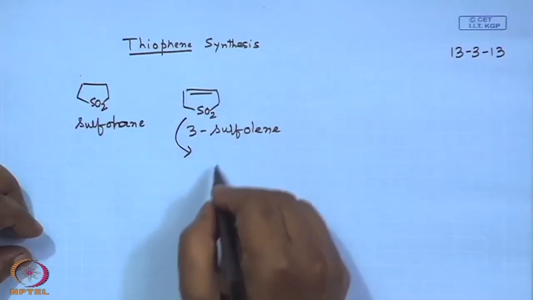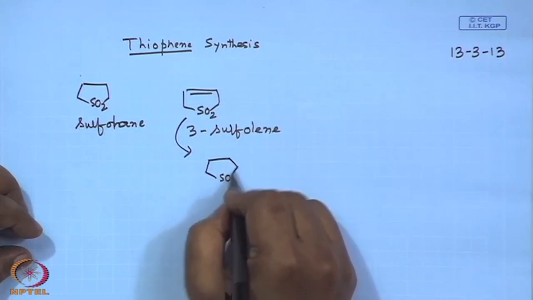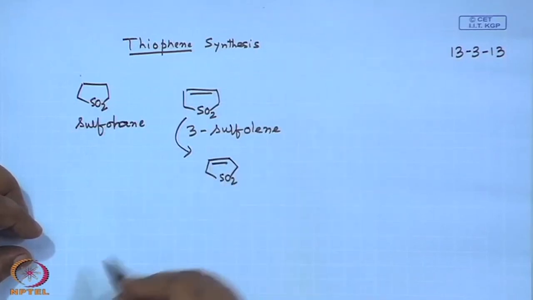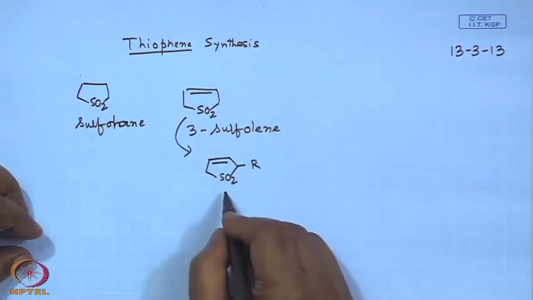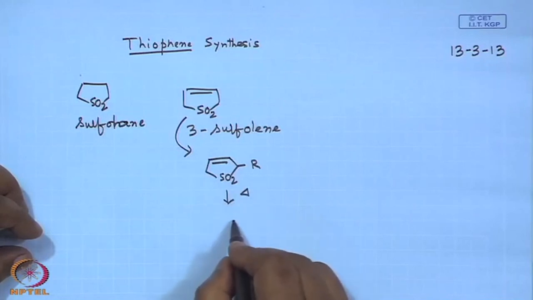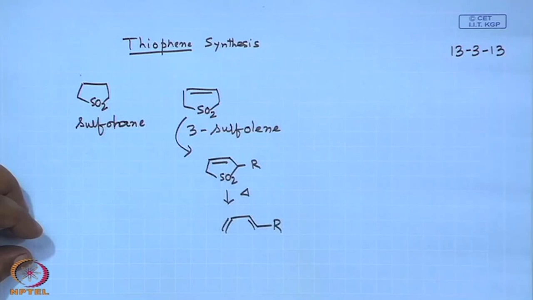And what else? For example, you can derivatize it by using LDA and then an alkyl halide. You can convert this into this one. Then if you heat it, of course, what will you be getting? You will be getting the substituted butadiene. So, that means they are a very important reactive source.